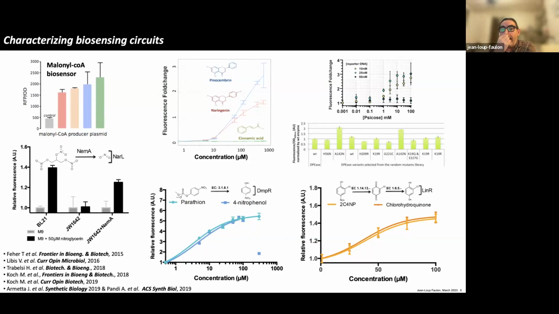So basically, all the parathion is transformed into 4-nitrophenol, which is detected by this transcription factor, DmpR. And here's another example where you have two enzymes that are transforming this chlorinated compound, which is a toxic compound found in rivers.